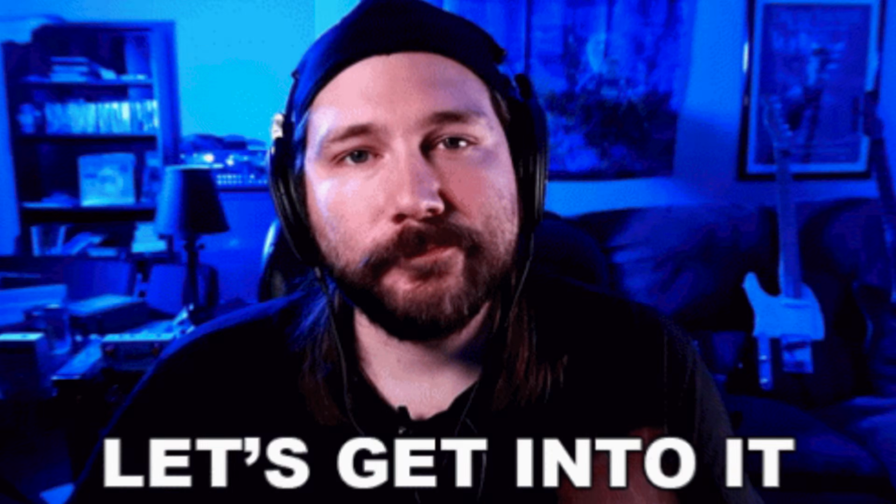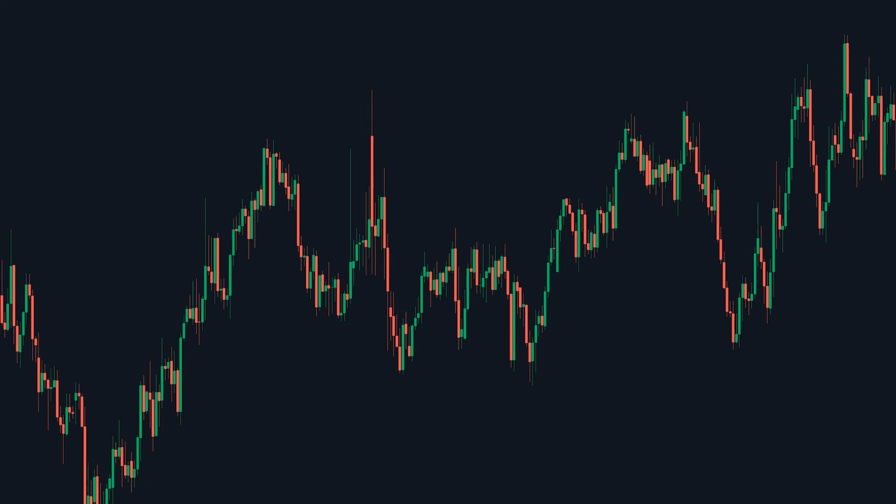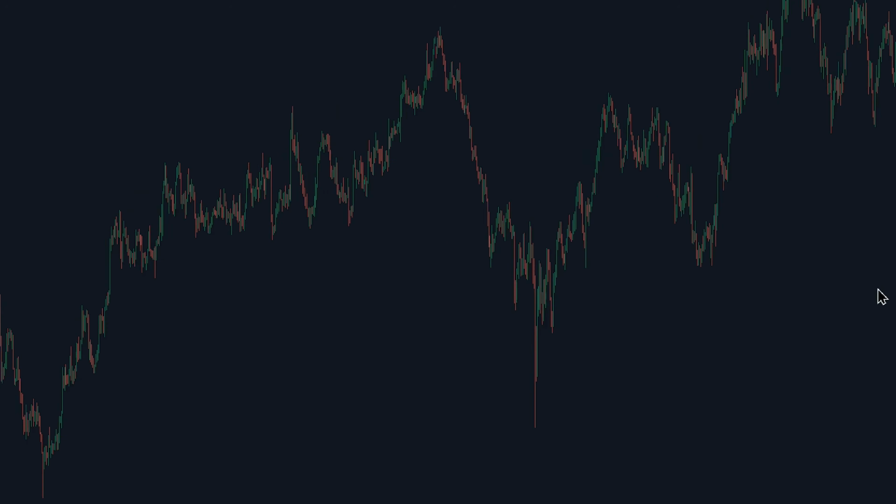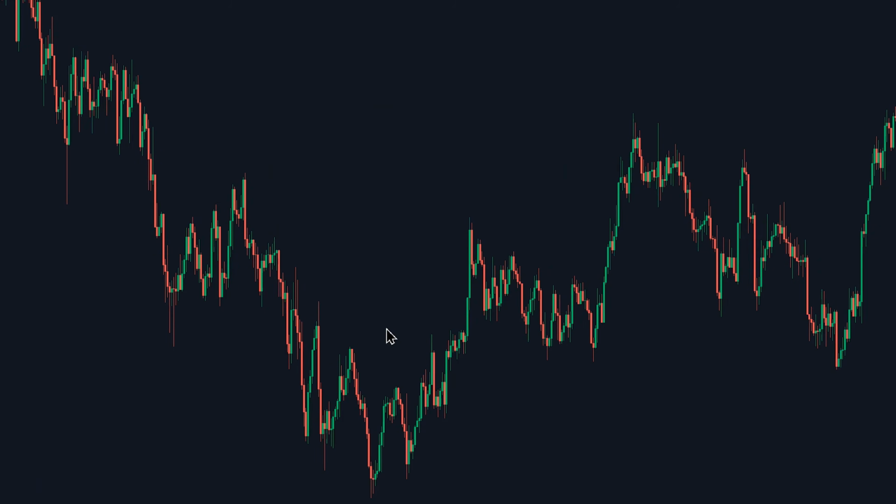Let's get into it. Now, to get started with this indicator, you'll first want to head over to TradingView. That's the charting platform I'm going to be using here. If you don't have an account yet, no worries. There's a link down in the video description to help you sign up.